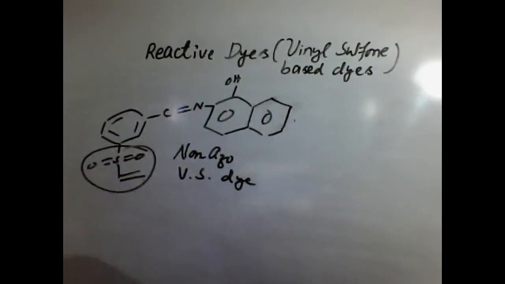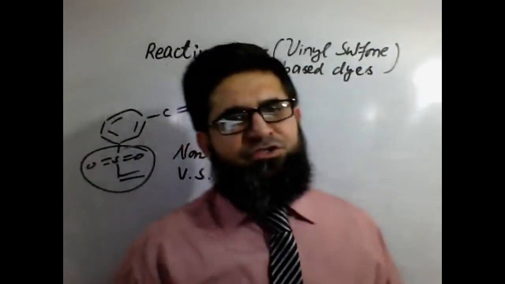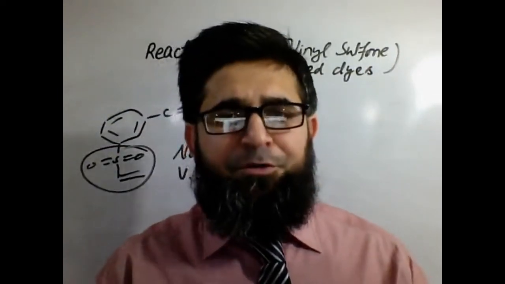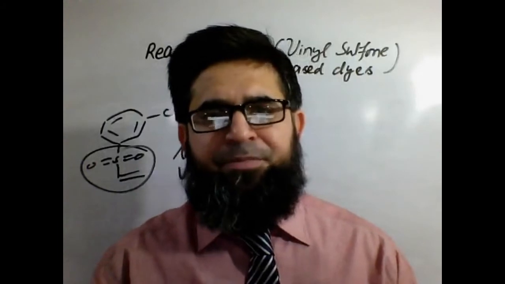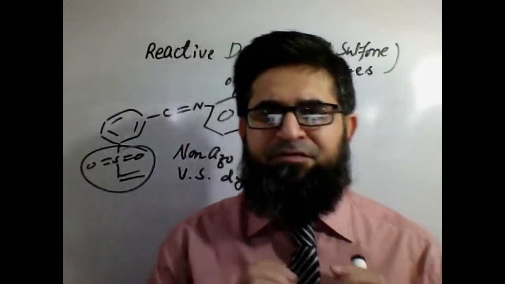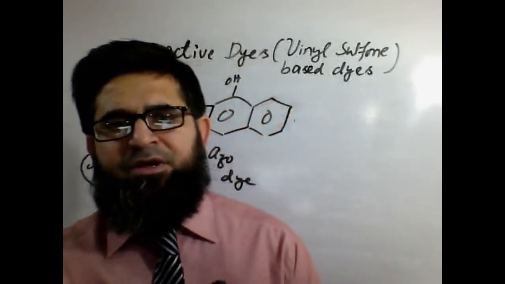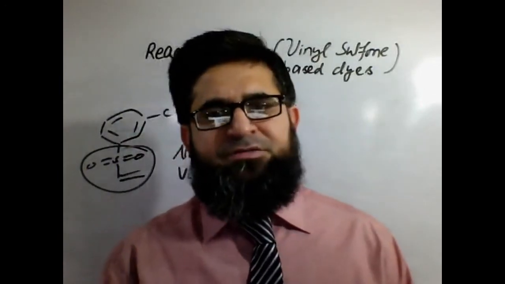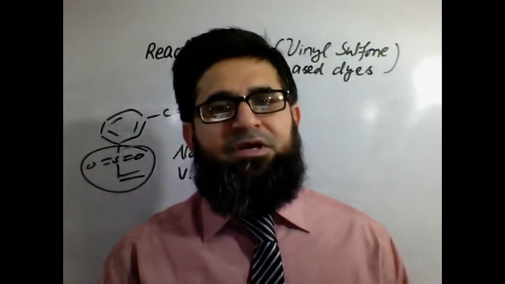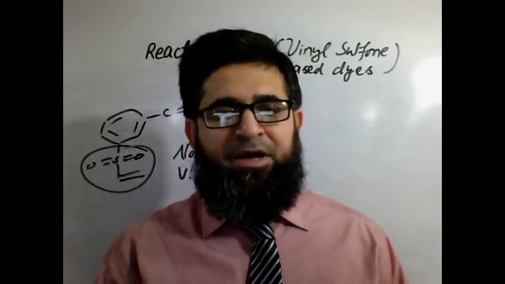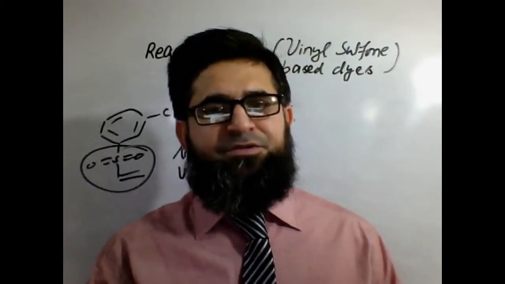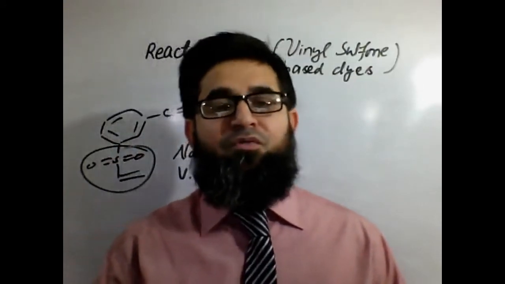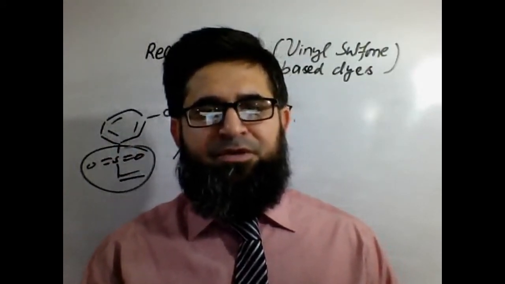If this group is present, then the dye is supposed to be a vinyl sulfone based dye, which could be applied on cotton fabric, where the cellulosic fiber will undergo a nucleophilic reaction with the vinyl part, giving us a permanently fixed dye at the surface of the cellulose fabrics. As the bond formation will be covalent and permanent, those will be called reactive dyes.